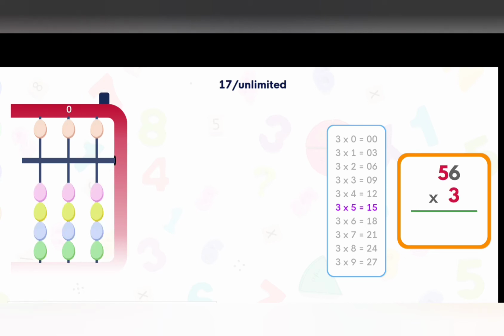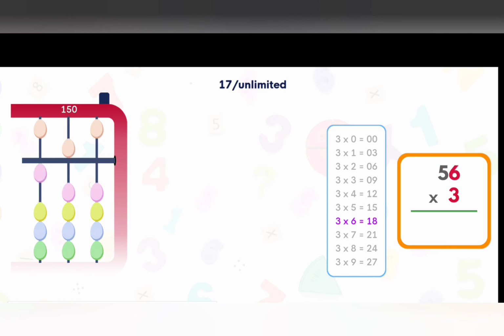Then 56 times 3. Again 5 times 3 is equal to 15. That means I have to do the calculation from the 100 place rod. So 5 times 3 is equal to 15, right?